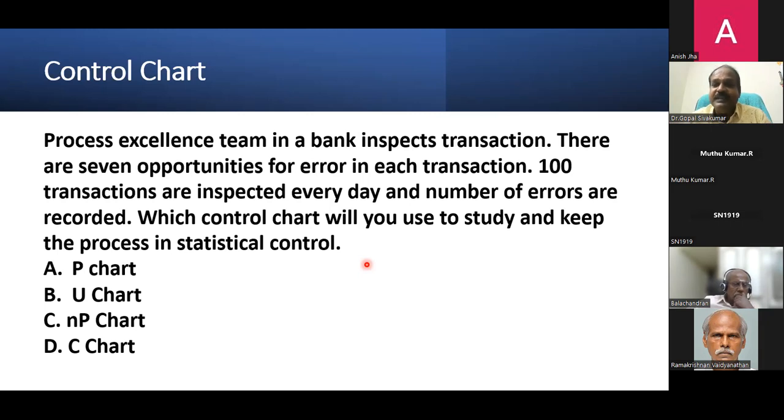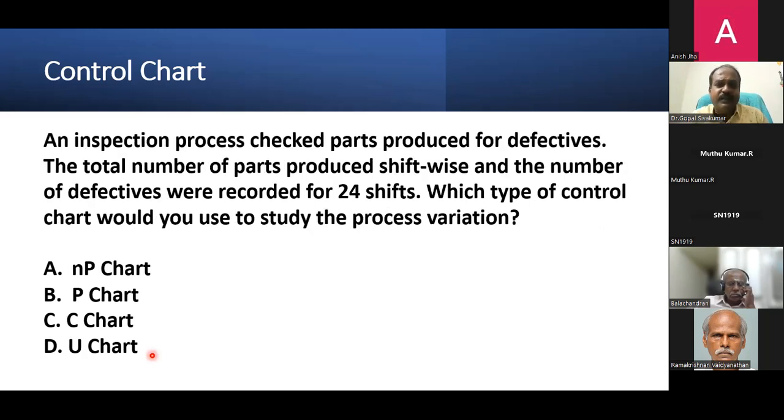Now every day you are checking exactly 100 transactions. There can be many transactions, but you are checking only 100. Your sample size is fixed. Now you have to use the C chart. See, control chart, don't get confused. Just think with the basics, that's all. One side is defect, the other side is defective.